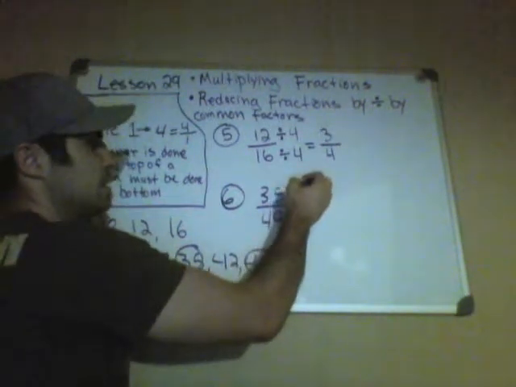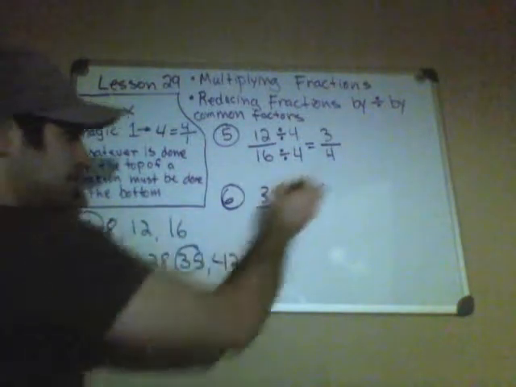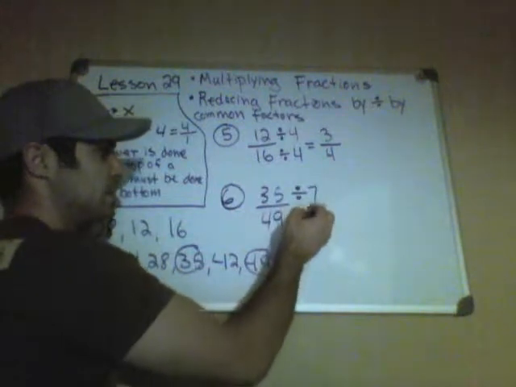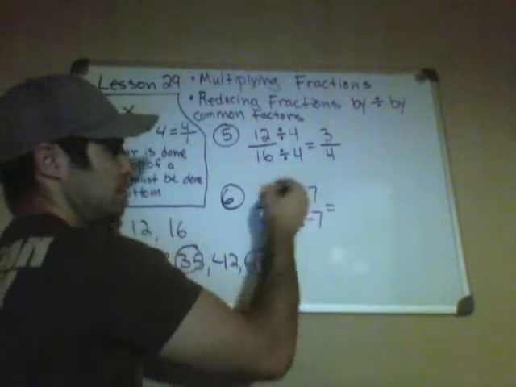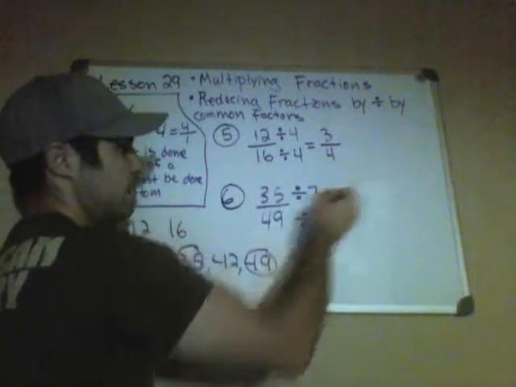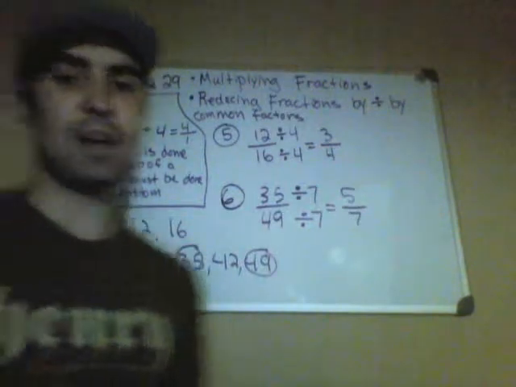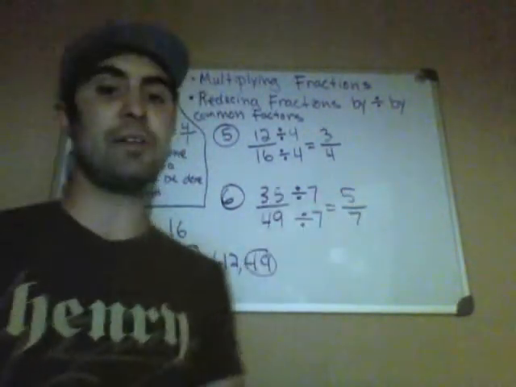So we're going to take 35 divided by 7. Okay? And if you divide the top by 7, then you're going to divide the bottom by 7. 49 divided by 7. 35 divided by 7 is 5. 49 divided by 7 is 7. So that's going to reduce to 5/7. A lot easier to work with 5/7 than 35/49.